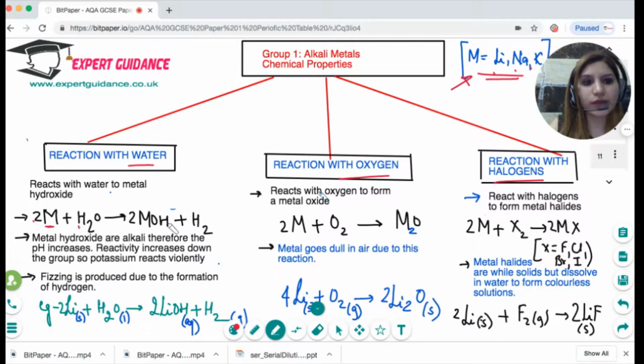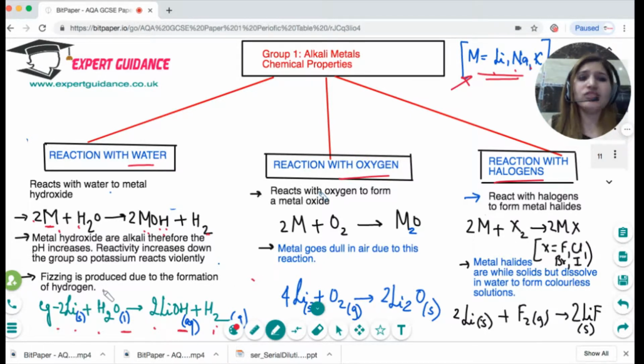So whenever any group 1 metal, M, that is lithium, sodium, and potassium, reacts with water, it forms metal hydroxide. MOH is the formula, plus hydrogen. So if I take lithium, lithium with water forms LiOH plus hydrogen. Remember, lithium is a solid, water is a liquid, lithium hydroxide is aqueous, and hydrogen is a gas.